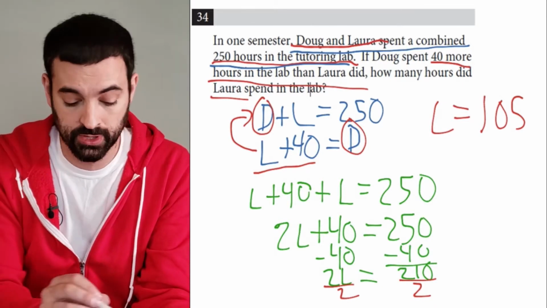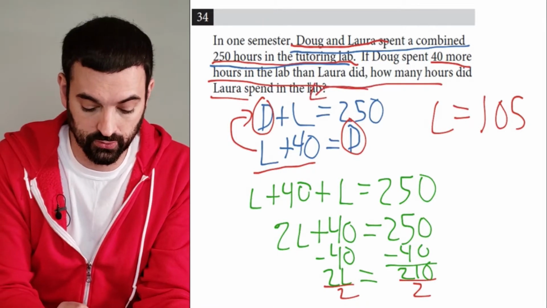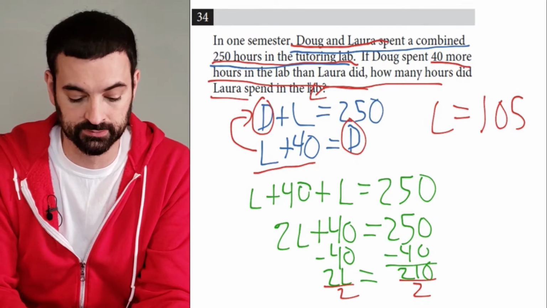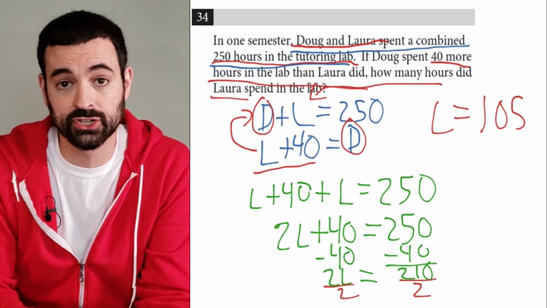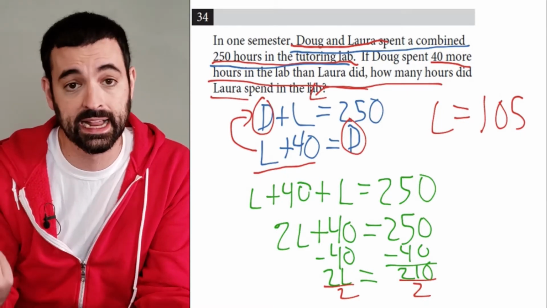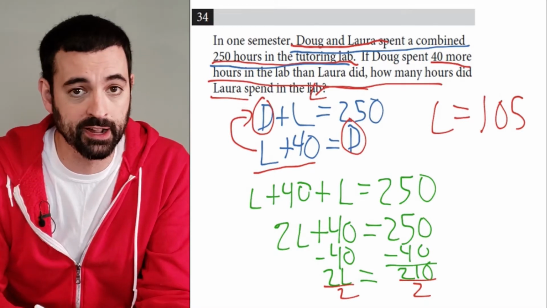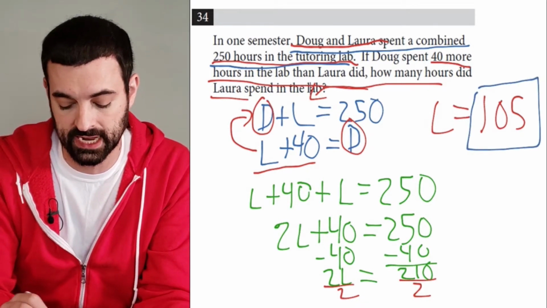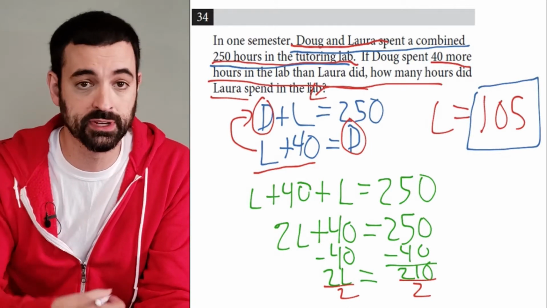If we had to, we would put 105 back into one of these equations, and we would see that Doug had spent 145 hours in the lab. And that actually checks out, doesn't it? 145 is 40 more than 105, and the two values add up to 250. This is the free response section, so you would actually have to bubble in the number 105. You wouldn't have to bubble in L equals, just 105, and you'd get it right.